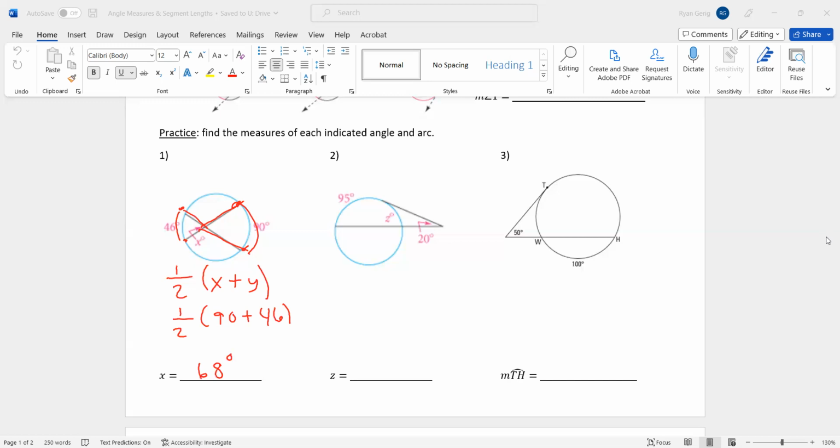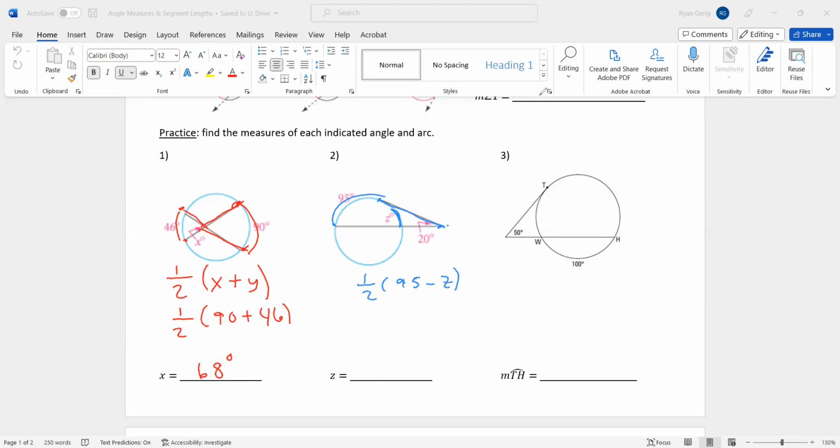Next one, where is the intersection? Pretty easy to see that it's outside. The angle is outside the circle. So what are the 2 intercepted arcs? I'm going to follow the line. The outside one is the one that's furthest away. That's 95. The inside one is unknown. That's what we're looking for. The inside one is Z. So 1/2, and it's always the outside one, 95, minus the inside one, which in this case is Z.